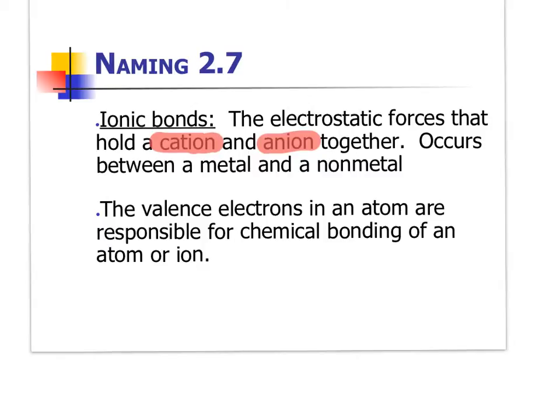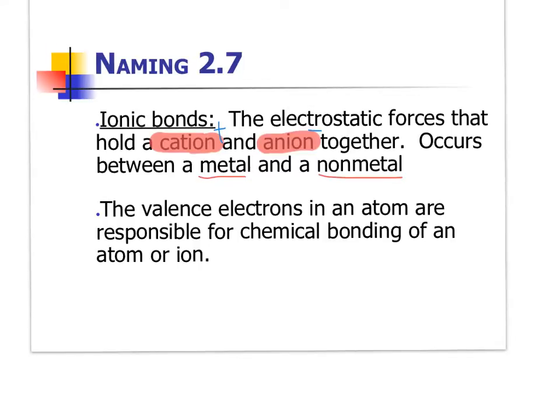The cations are positive. The anions are negative. Together they form an ionic compound, and that happens between a metal and a non-metal. So you need to be able to indicate which one is which. You need to be able to see which one is the metal and which one is the non-metal.